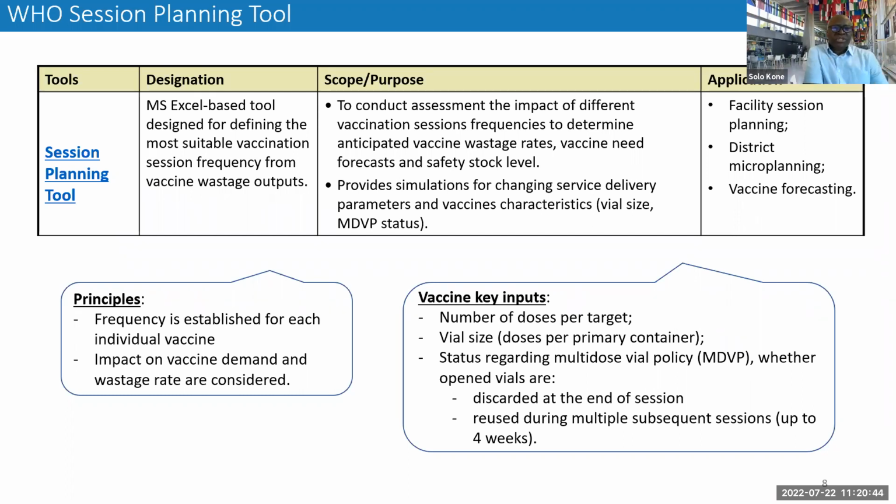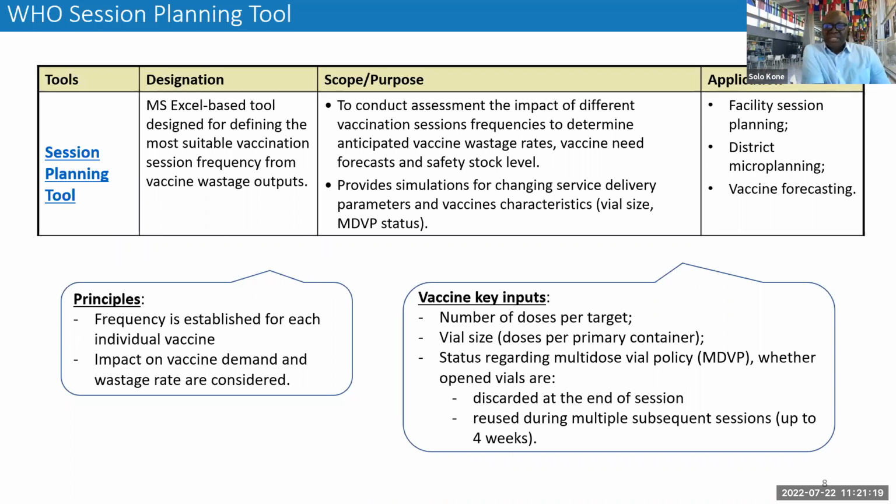There are a couple of principles behind the tool. First of all, the frequency is established for each vaccine individually. You are not saying that all vaccines will be provided at the same session. You take vaccine by vaccine, and then you assess the different frequency scenarios to select the most suitable one. And also, the impact on the vaccine demand and wastage is considered in establishing the frequency, as we have seen previously.